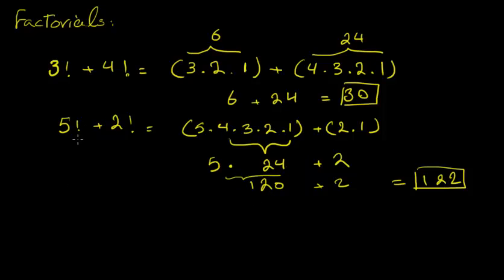Now let's multiply some factorials. Let's assume we have 5 factorial times 3 factorial. Again, automatically you might want to multiply these two numbers and get 15 factorial, right? But that is not correct.